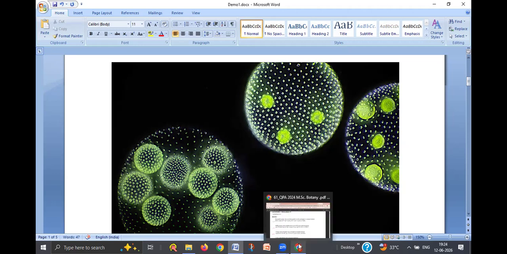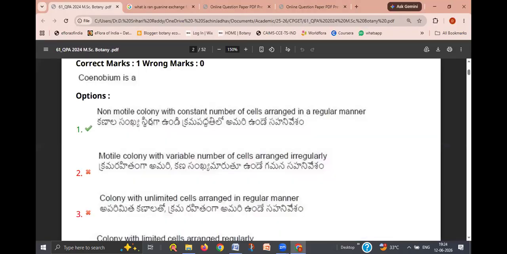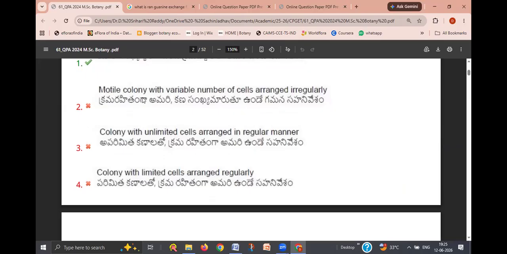So now we come to the question here. Coenobium is a non-motile colony with constant number of cells arranged in a regular manner. So here, constant number of cells arranged in a regular manner is correct, but non-motile colony is wrong, because Volvox is an example for the coenobium. They have flagella. So it is a wrong answer. Motile colony, yes, it is right, but with variable number of cells arranged irregularly, that is wrong. The number is fixed, definite number, and they are regularly arranged. So motile colony is correct, but the remaining answer is wrong.